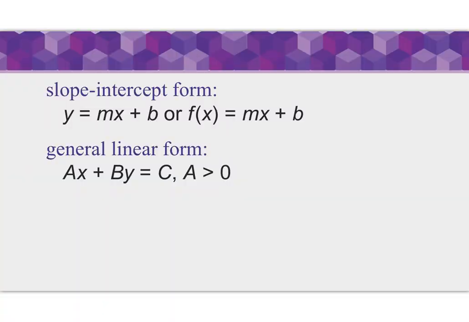So again, some very familiar terms: slope-intercept form, y equals mx plus b, or now that we've discussed the function notation, you can have f of x equals mx plus b. Just as a reminder that m is your slope and that b is your y-intercept. And then you do have the general linear form. We've also called it the standard form, which is ax plus by equals c. And of course, a is greater than 0, or you would have a special case line there.